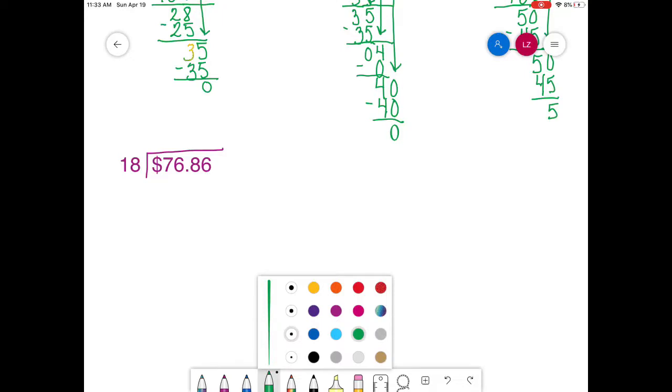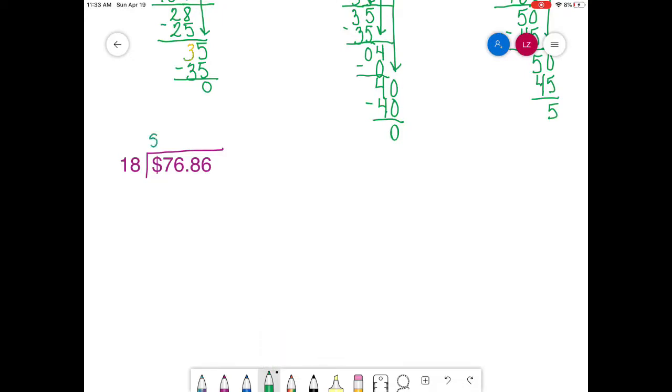So we're going to start, like we usually do, putting our dollar sign and our decimal point in here. Okay, 18 goes into 7 how many times? None, right? We're going to leave it. We've got to go to the next one. 18 into 76. Okay, now we know that works, but we don't know our 18's times table, right?